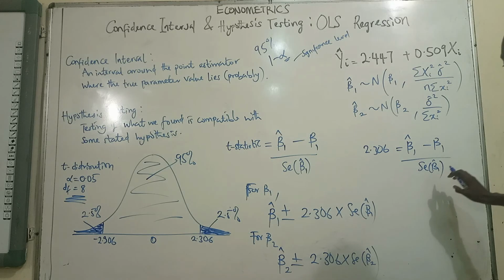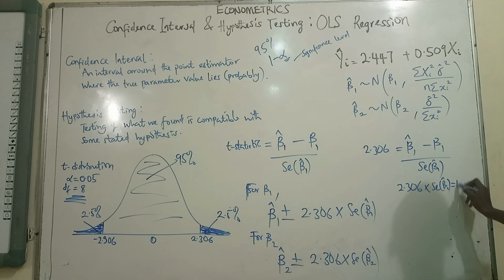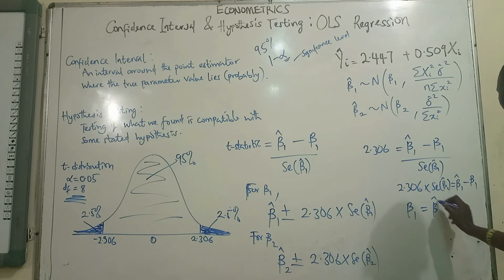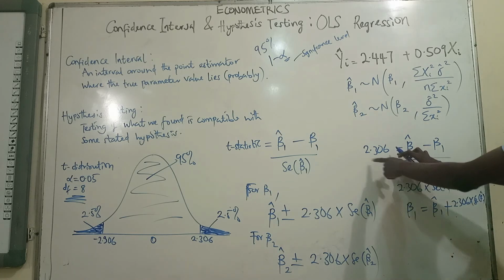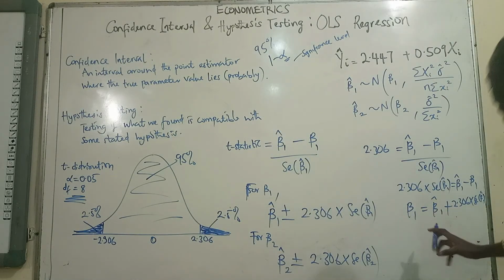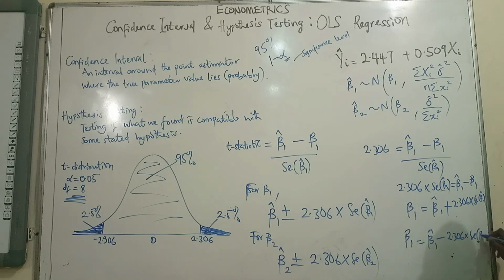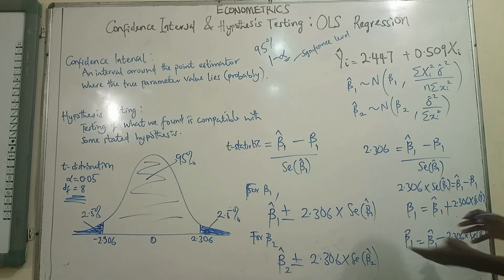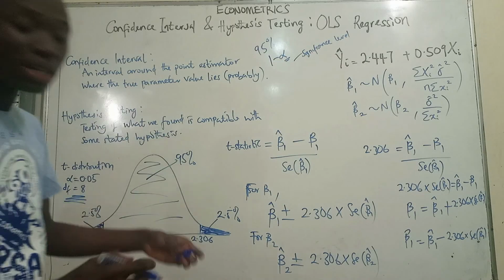So if we try to solve for this, what we'll have now is 2.306 times the standard error of beta 1 is equal to this minus beta 1. And so the true beta 1 will be this plus 2.306 times the standard error of beta 1. That is when the statistic is 2.306. For the other one, when it is minus 2.306, you arrive at beta 1 equal to this minus 2.306 times the standard error of beta 1. So those are the two values. Your confidence interval then will be that the true beta 1 ranges between this and this. We'll do that for our example shortly.